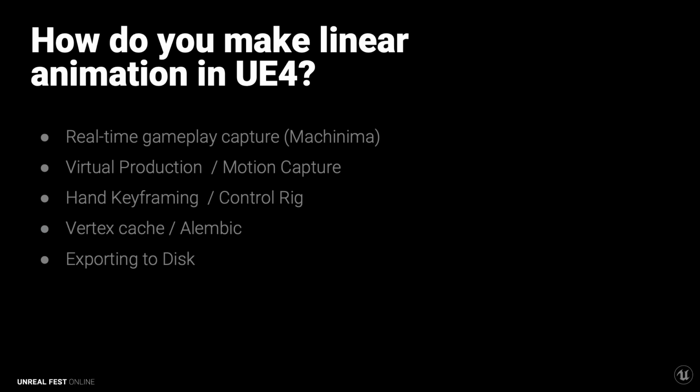So how do you go about actually making linear animation in Unreal? Well, there's 4 basic ways. First is real-time gameplay capture, or machinima. There's virtual production, like motion capture. You can do hand keyframing using control rig, or you can have a vertex cache using an Alembic file. And when you got all that done, you can export the images to disk.